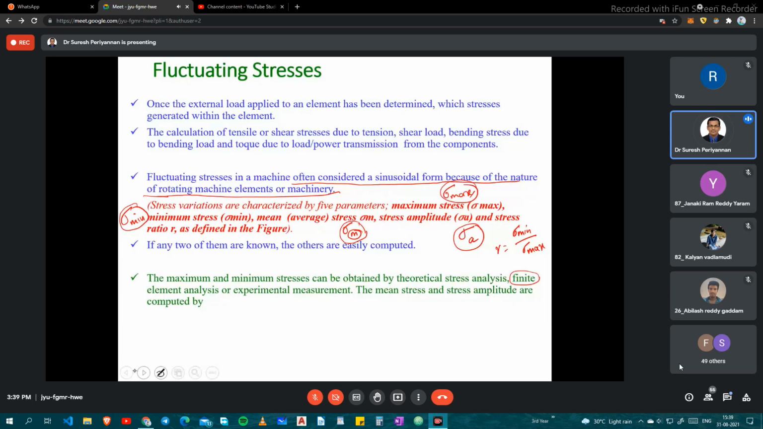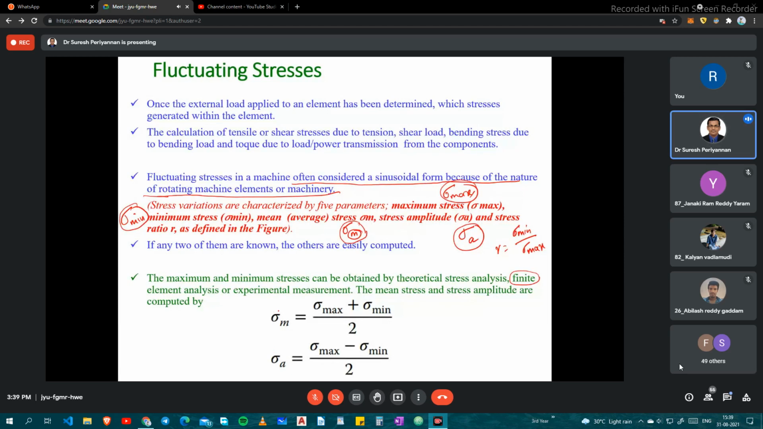Now we will see the different types of stresses, or we will just touch on this. We are going to discuss it in detail in the next chapter, but I would like to explain some things here itself, because we are discussing the types of stresses and loads, which we have already discussed. Simultaneously, I would like to give an input about fluctuating stresses in this topic itself.